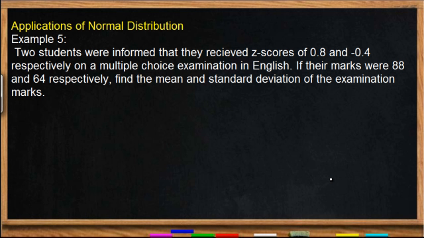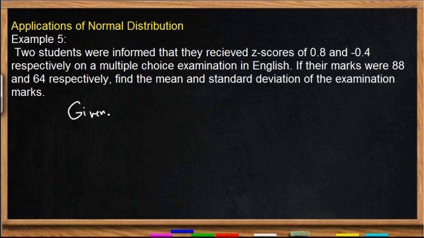Example 5. Two students are informed that they receive z-scores. Ang z-scores kay ang standard normal variable z. Z-scores of 0.8 and negative 0.4, respectively, on a multiple choice exam in English. If their marks were 88 and 64 respectively, find the mean and standard deviation of the examination. So, unsa ang given?